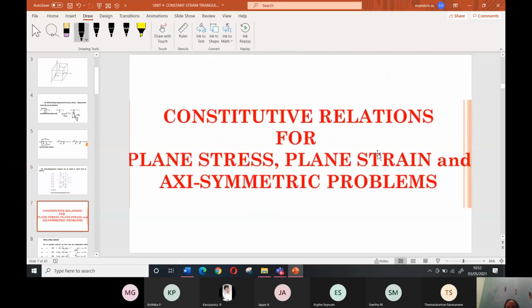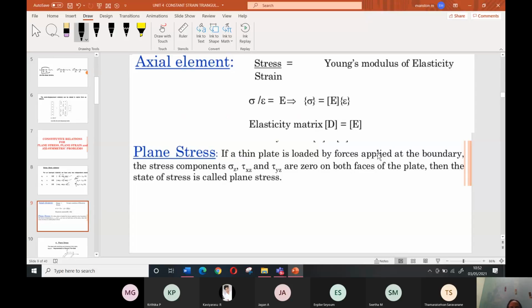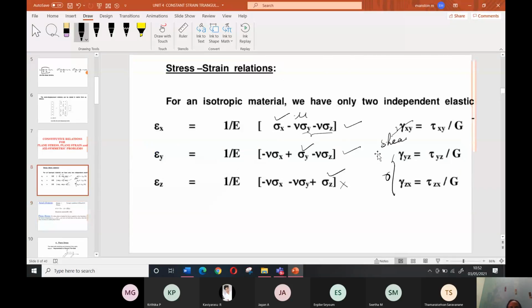Then we will move on to the plane stress problem. So this is the relation for the isotropic material, the relation between strain and stress. The strain and the stress are related by this expression: sigma x, epsilon x, is equal to this relation. And the relation between the shear stress and shear strain is this one.